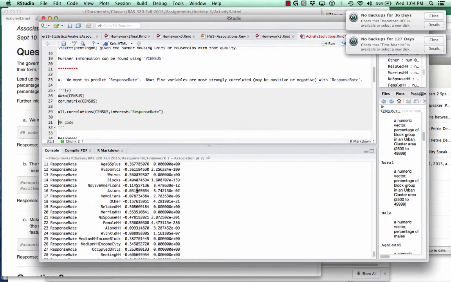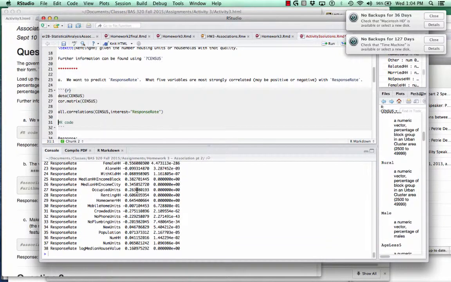Now this is still kind of a pain to look through because this is a very long list of correlations, and so I can add the additional argument sorted equals, and then in double quotes I can put in strength to sort those correlations by strength.